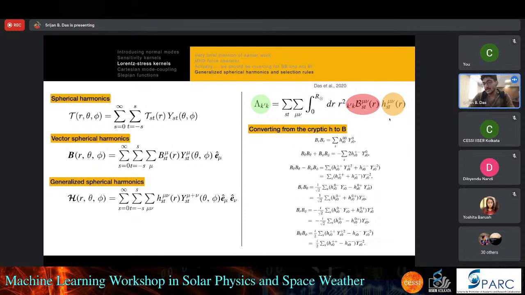What I write as h over here is what the Lorentz stress, which is b times b, looks like in its generalized spherical harmonic basis. But then this cryptic h can be readily converted to the bb that we know through these transformations, none of which you need to really remember. All that I want to show here is that given a certain component of h, you have spherical harmonics, and you can get back b in the physical space.